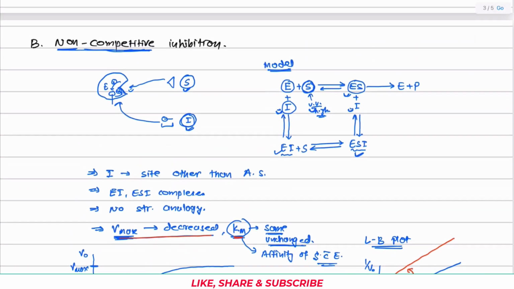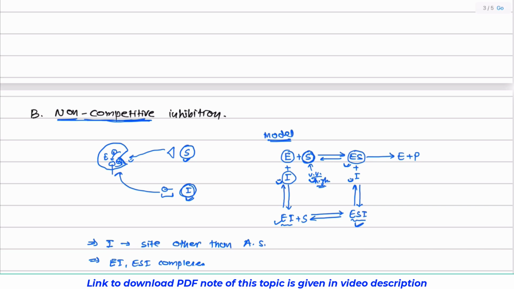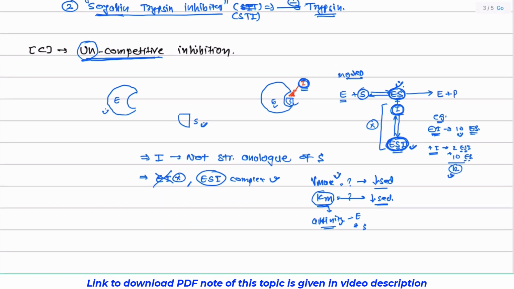Whereas in the case of non-competitive inhibition, there is no competition because the inhibitor has no influence on the substrate binding and substrate has no influence on the inhibitor binding. So there is clearly no competition. But here, in other words, in the case of uncompetitive, we can say that the substrate binding with the enzyme is actually helping the inhibitor to bind, right? So that's why it is called uncompetitive inhibition.